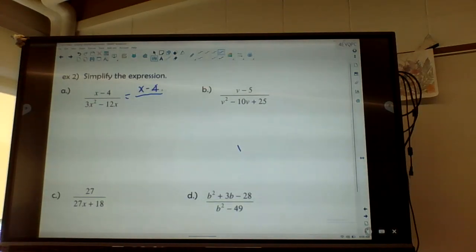So on the top right now, there's nothing that can factor out. But on the bottom, what are we going to take out? Yep, 3. There's actually something else too. Do you see it? 3x. Yeah, we can actually take out a 3x. So we want to take out as much as we possibly can, that greatest common factor. We had a common factor of 3, but the greatest common factor would be 3x.